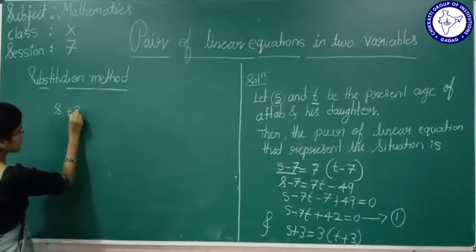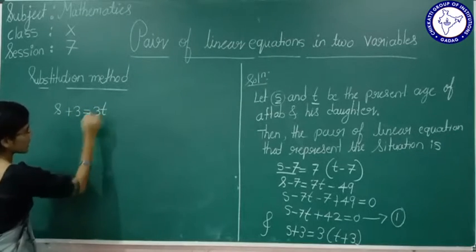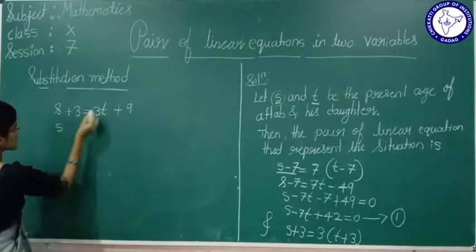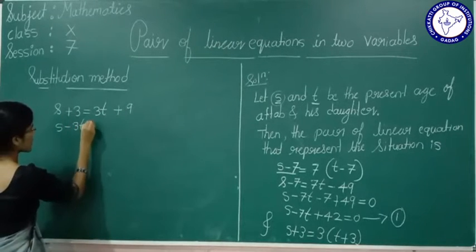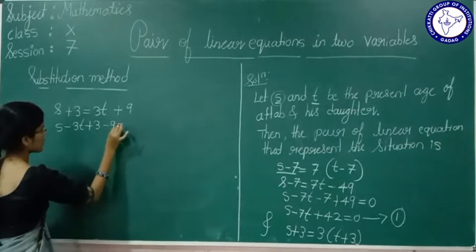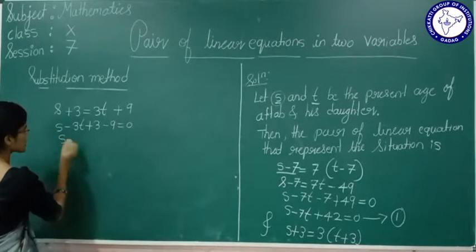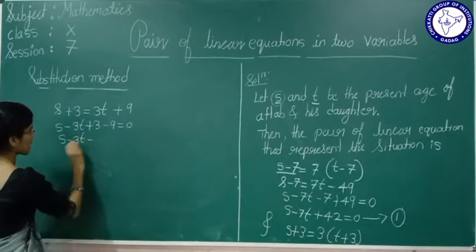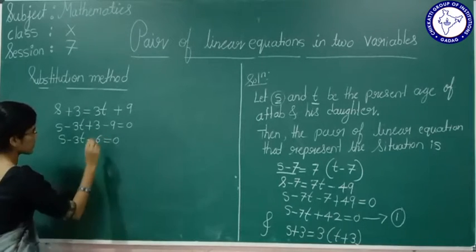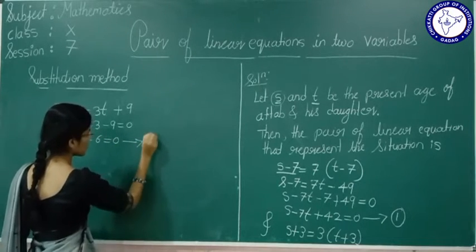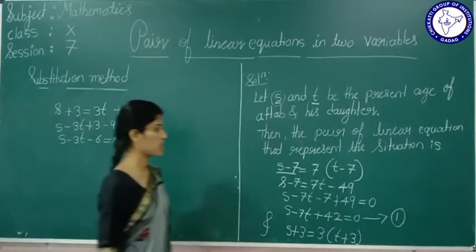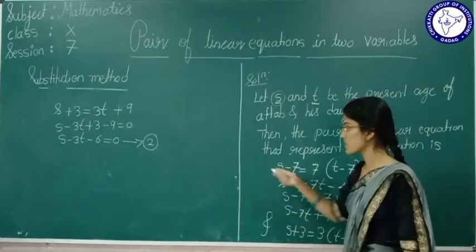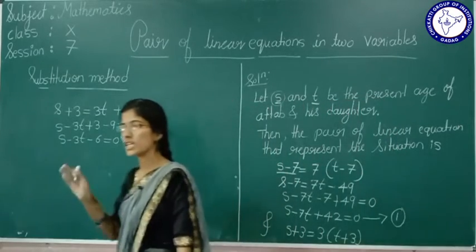S plus 3 is equal to 3t plus 3 3s are 9. S minus 3t plus 3 minus 9 is equal to 0. S minus 3t plus 3 minus 9 is minus 6 is equal to 0. Call this as equation number 2. Now we got equation number 1 and equation number 2. See here, these are the pair of linear equations in S and T.